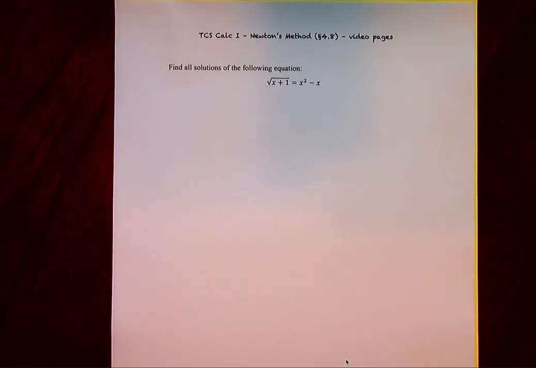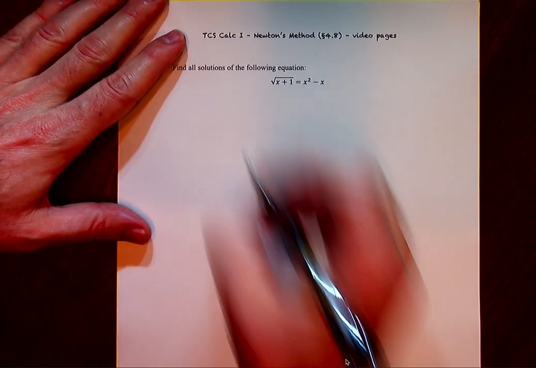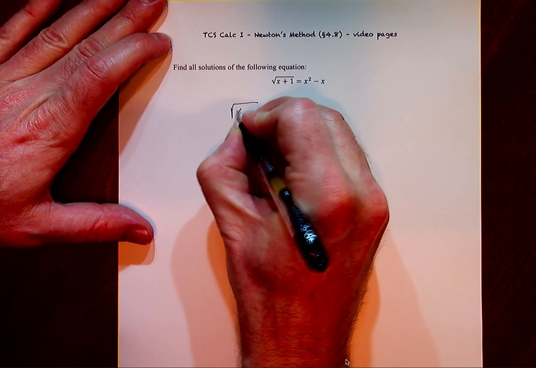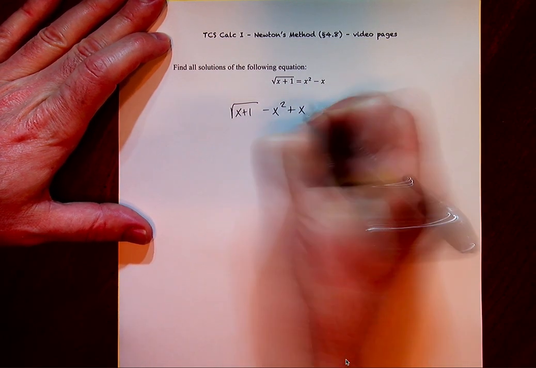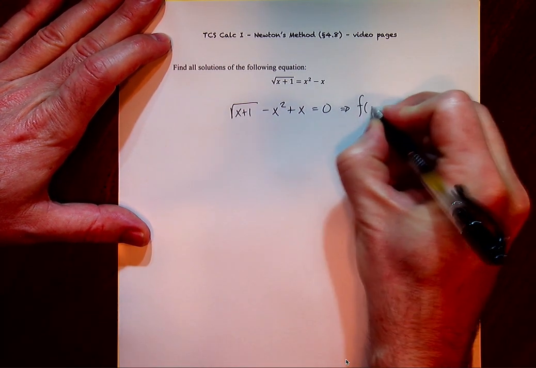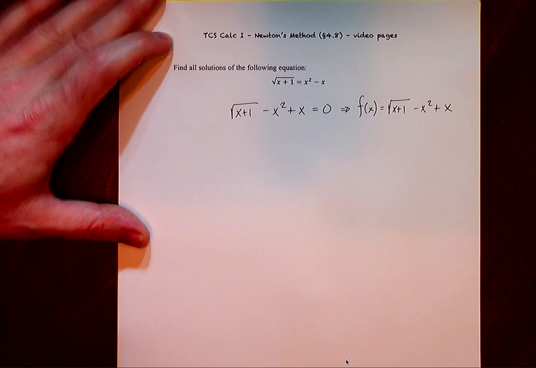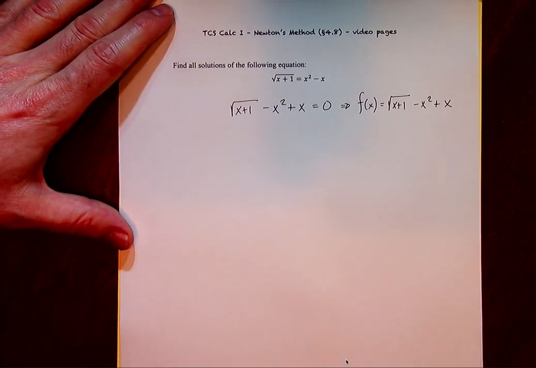Now, that is not an equation set equal to 0, but it could be. All we have to do to make it an equation equal to 0, and therefore an equation that is asking and answering a question for a function, is to just shove everything over to the same side. And so that's what we're going to do. That implies that we're asking a question about f of x, which is the square root of x plus 1 minus x squared plus x. Now, let's go ahead and plug that in.